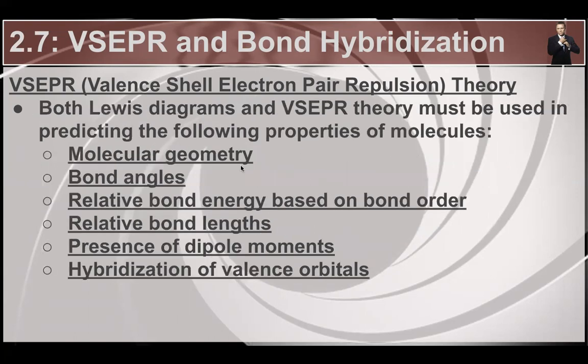Okay, so in this section, we're going to look at the molecular geometry. It's going to be probably one of the most important. We're also going to look at the bond angles, and then we'll briefly look at the presence of dipole moments in these more complicated molecules. And this is going to be extremely important going into next unit, so keep that in mind. And the very last part of this section deals with the hybridization of the valence orbitals, which I'll explain later.